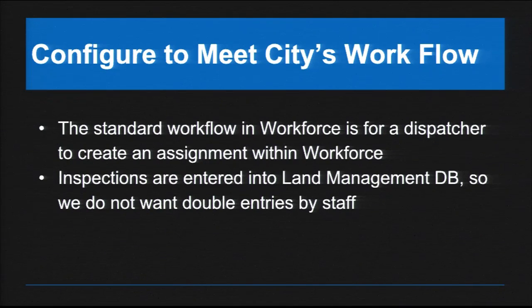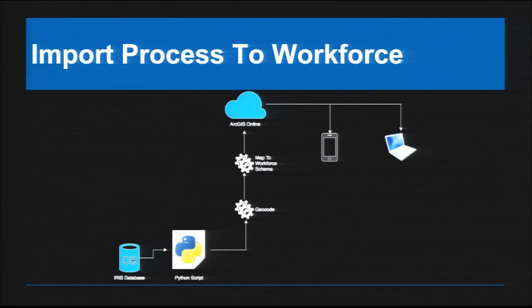So for the city's needs, all our inspections are stored inside of our IRIS database, which is our land management database. We didn't want people doing double entry, entering it in there and then inside Workforce. So we had to come up with a methodology to pull from IRIS and put it into ArcGIS Online. The good thing is this is all done by feature layer, so you just do a bunch of REST calls with Python scripts, and actually it was pretty simple to do.